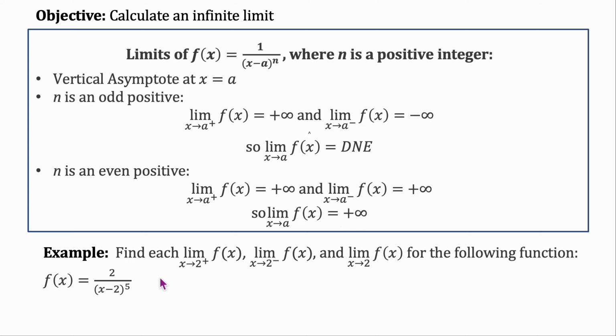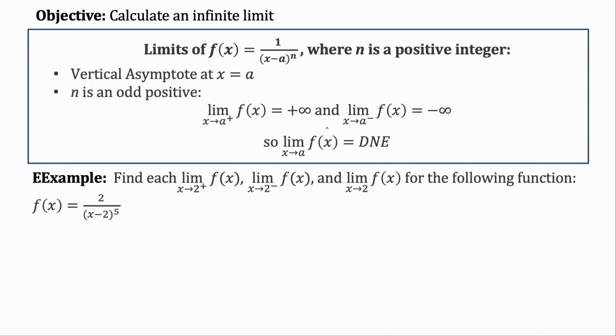So now that we've done that, let's look at an example that we've seen here. Well, first let's consider what we are going to categorize. Is it an odd positive or an even positive? Well, our power of 5 would be considered an odd positive. Now, the 2 in front will stretch it a little bit, but it will not change these particular directions, so we don't have to worry about that. Our asymptote, or our undefined value, is at 2, and you'll see that's what we are taking the limit as we approach, from the right, from the left, and at 2.